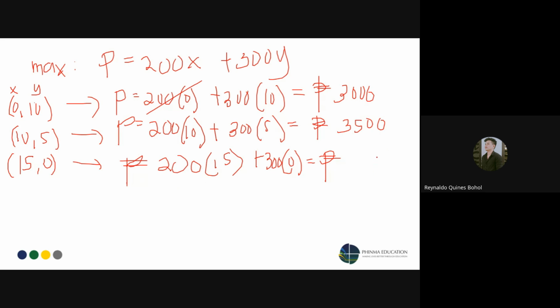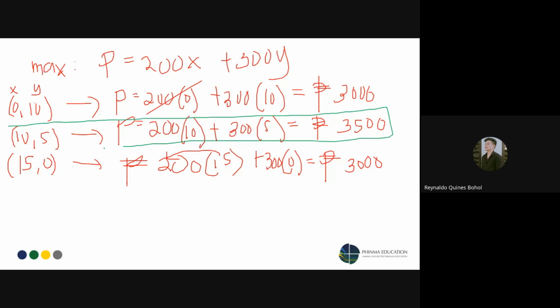Parang yung 0, kunin mo na yung dalawang 0, tapos 15 times 2 is 30. Oh, 3,000 din. So our answer here, the maximum or the highest value or highest ordered pair here is yung 10 and 5. Ito yung ating sagot.